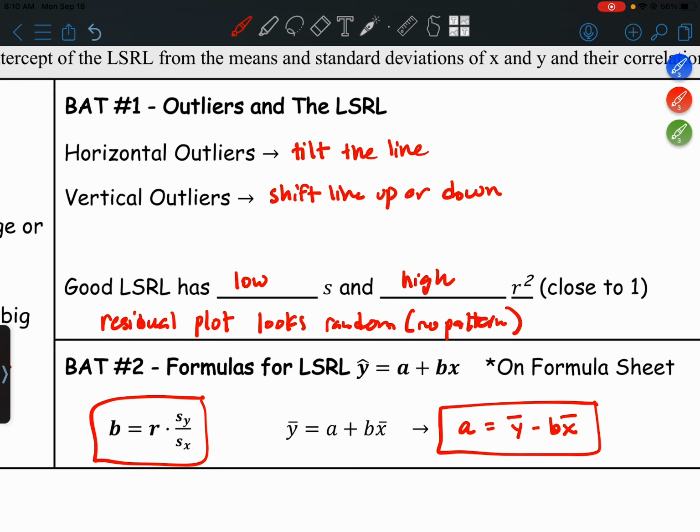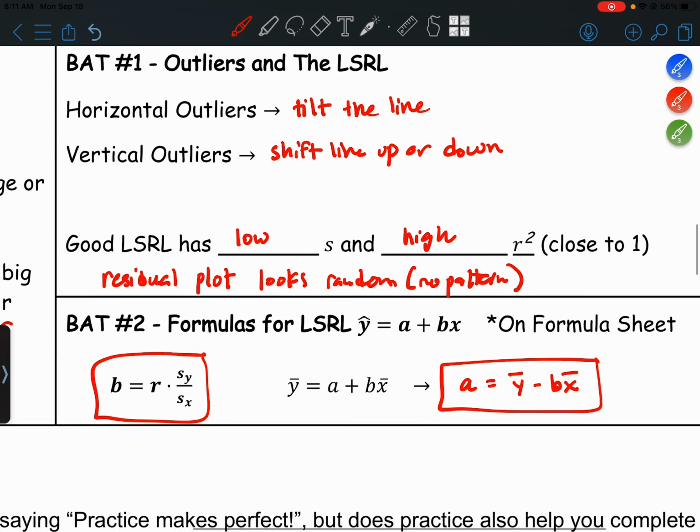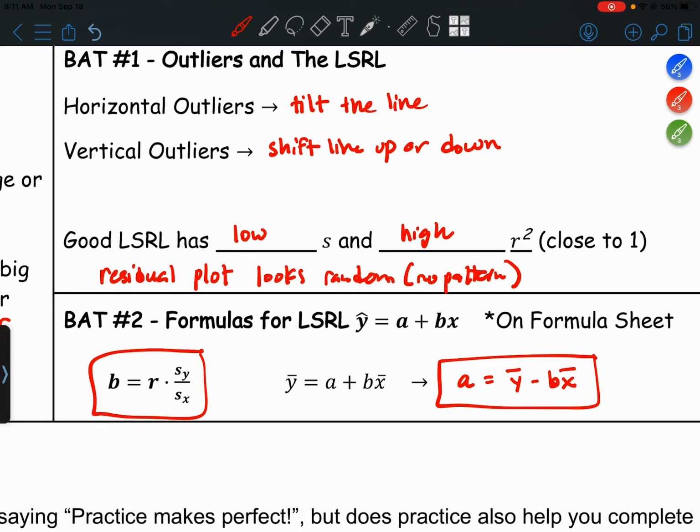Remember, S measures the typical prediction error, and R squared measures the percent of variation in the Y values that the model can explain. So we want S to be low because we want low prediction errors. We want R squared to be high because we want a high percentage of variation to be explained. Also, good LSRLs are going to produce residual plots that look random, that don't have any leftover pattern.